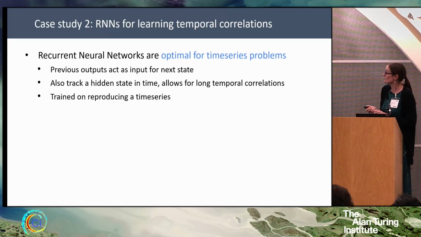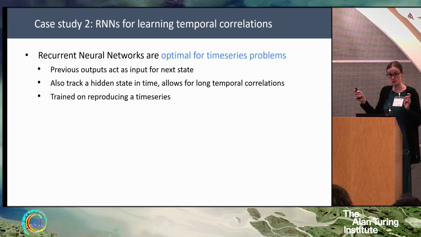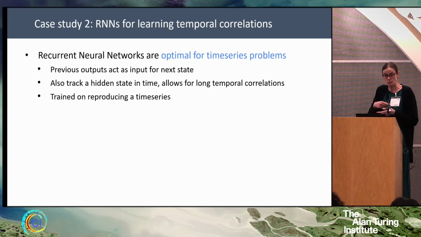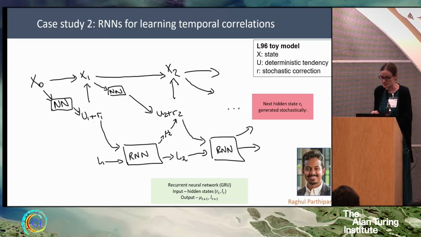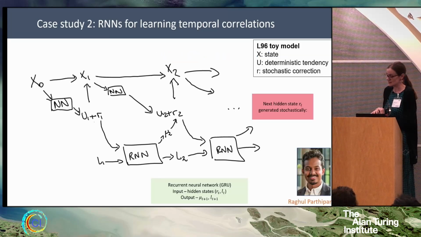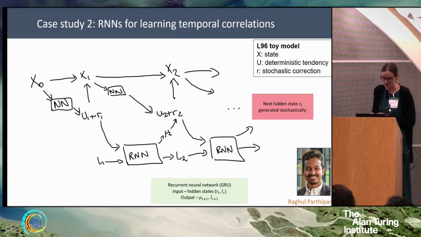And RNNs, recurrent neural networks, are really optimal for this problem because they're designed to reproduce a time series. One way that they can do this is that they learn a hidden state, which they track in time, which allows them to capture long timescale correlations. Ragul Parthapan, who's at the University of Cambridge, has tested this approach on a toy atmospheric model.